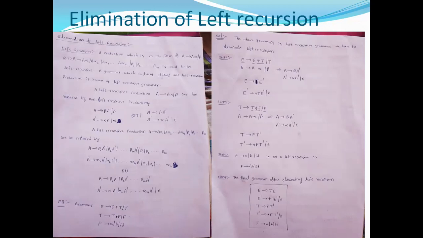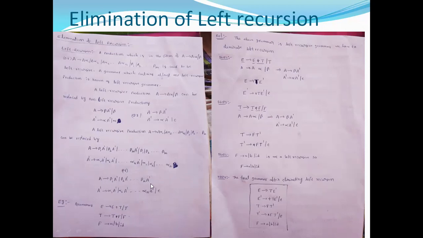Okay, so here is the condition. A → βA', and A' → αA' | epsilon. A left recursive production in the form A → Aα1 | Aα2 | ... | Aαn | β1 | β2 | ... | βm can be replaced by A → β1A' | β2A' | ... | βmA', and A' → α1A' | α2A' | ... | αnA' | epsilon.